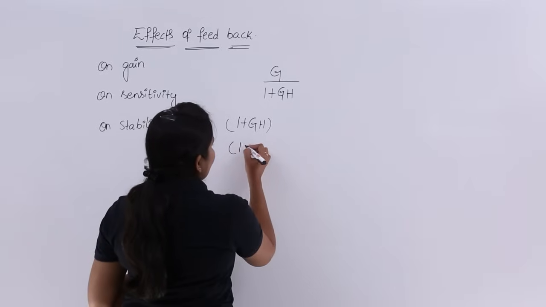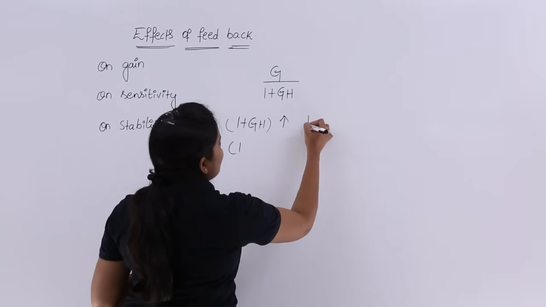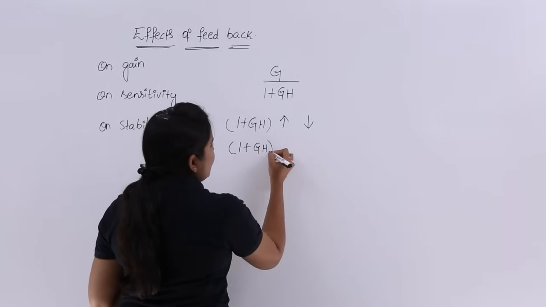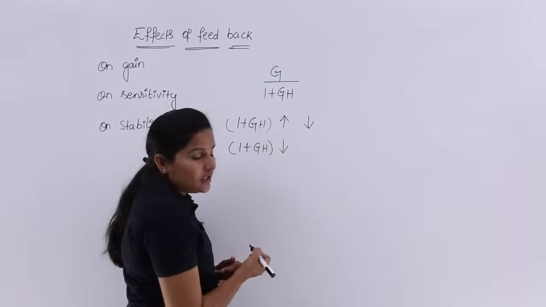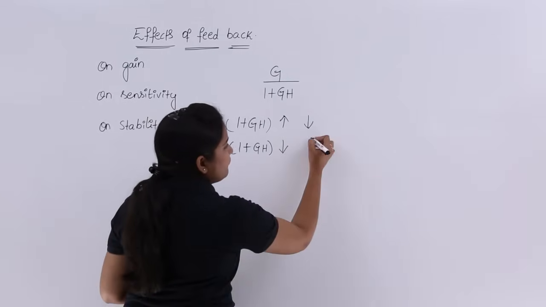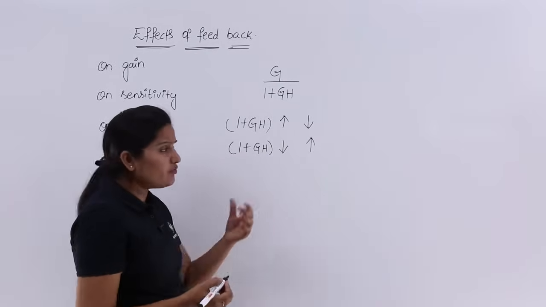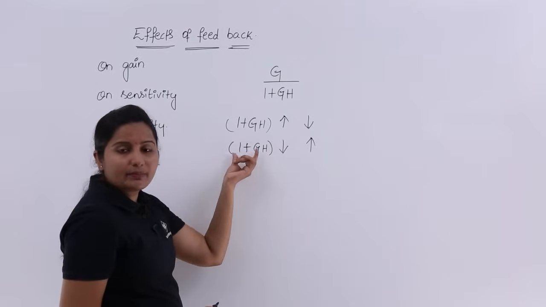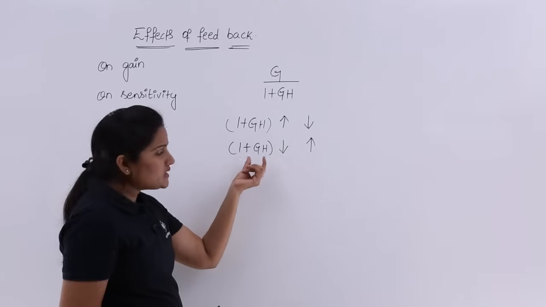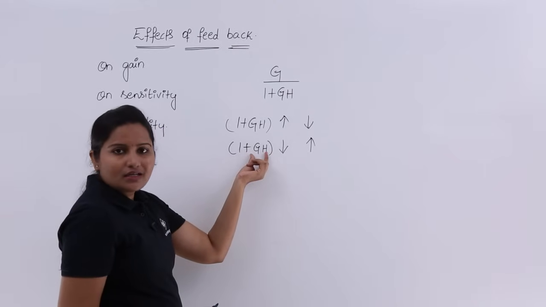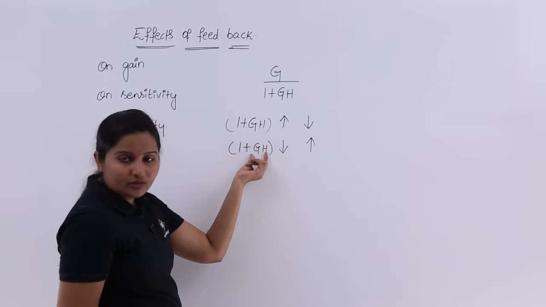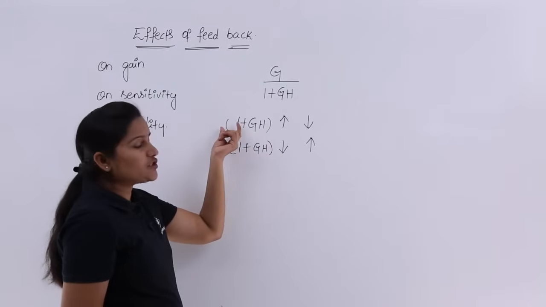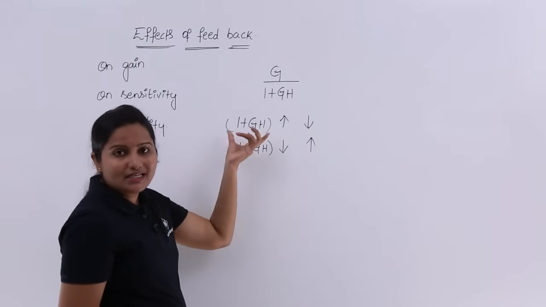Similarly, if you are increasing this value, the overall gain will decrease. If you are decreasing this 1 plus GH value, then the overall gain of the system will increase. When GH is a negative value, you are going to decrease the value. When GH is a positive value, we are going to increase the total value.